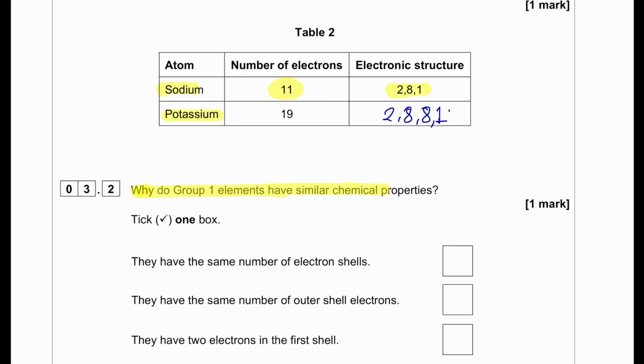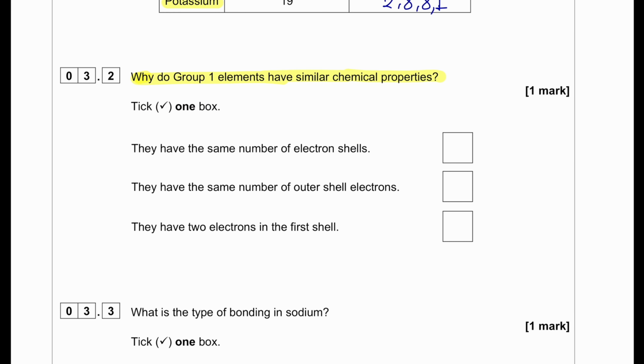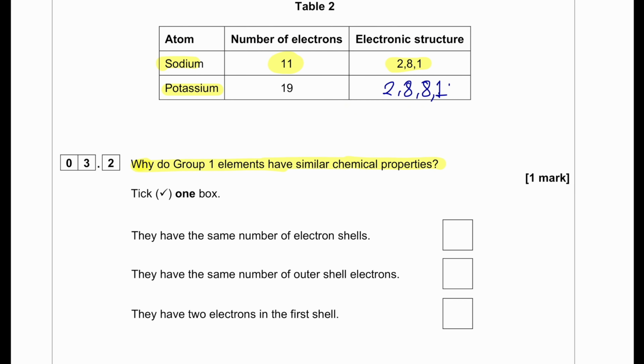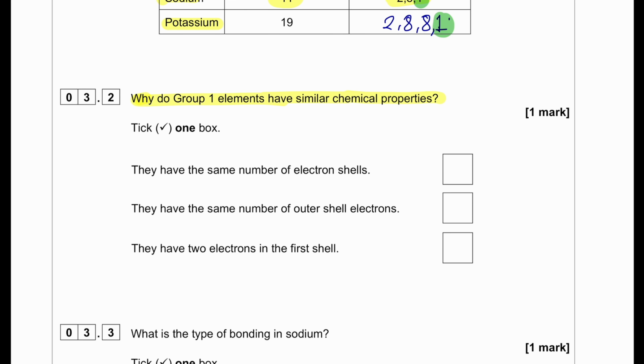Why do group 1 elements have similar chemical properties? So we can see that in group 1, they all have the same number of outer shell electrons. Since they have the same number of outer shell electrons, they react in a similar way. They have the same number of electron shells? No. As we can see, sodium compared with potassium has one less electron shell. They have the same number of outer shell electrons? Yes, this is the correct answer.